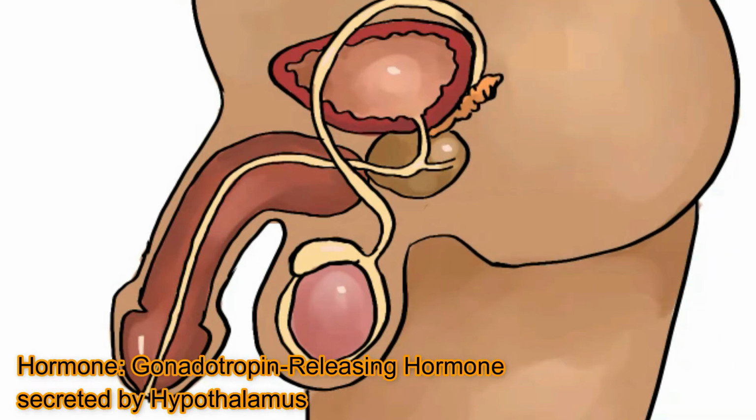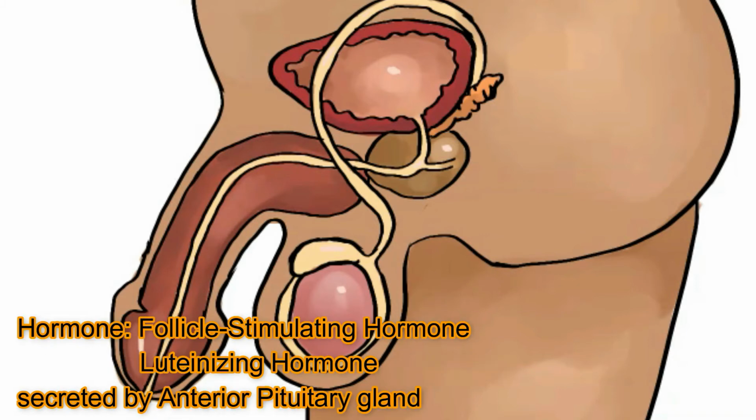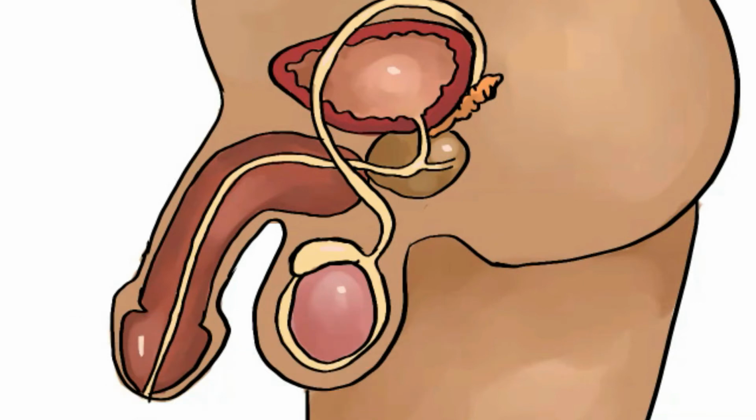During puberty, the hypothalamus secretes gonadotropin-releasing hormone, which tells the anterior pituitary gland to release follicle-stimulating hormone and luteinizing hormone, which then stimulates the Leydig cells to release testosterone. Follicle-stimulating hormone stimulates the Sertoli cells to produce androgen-binding protein that binds with the testosterone, producing large concentrations of it.